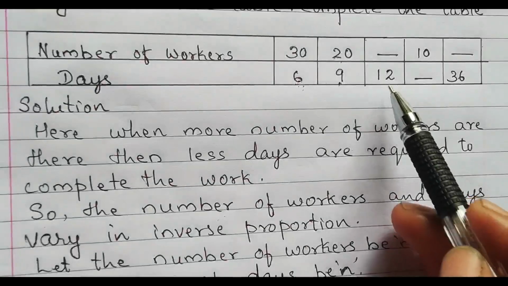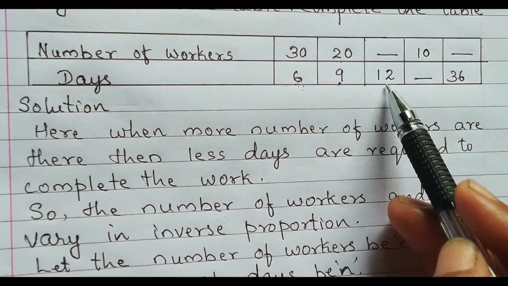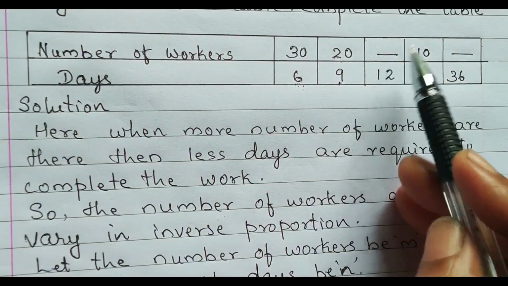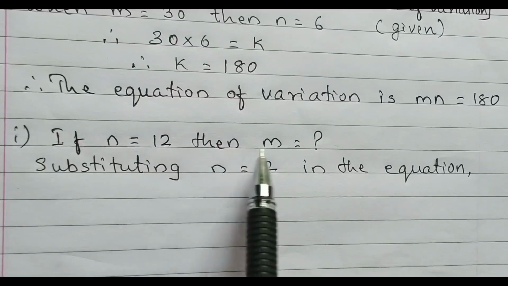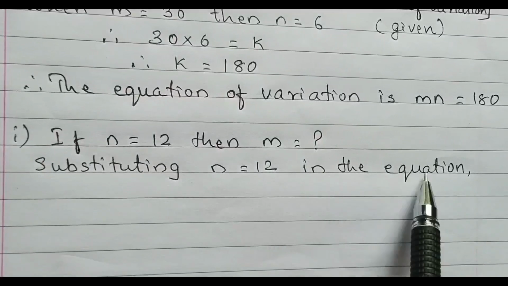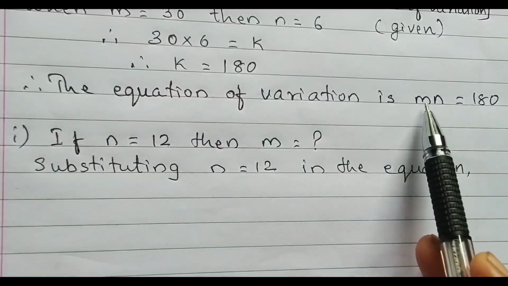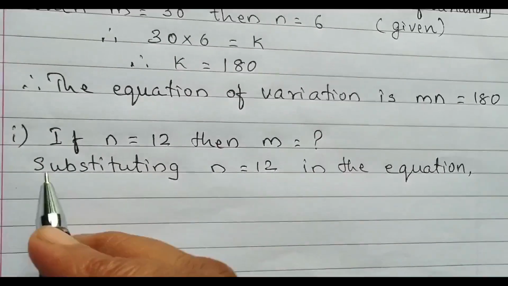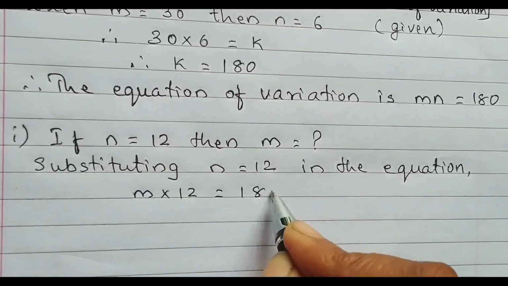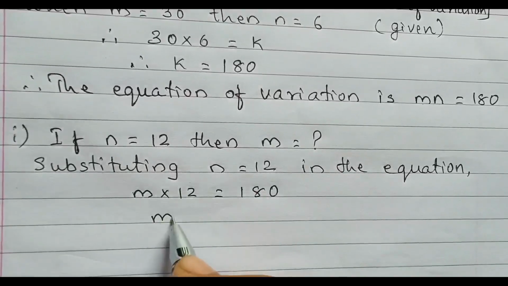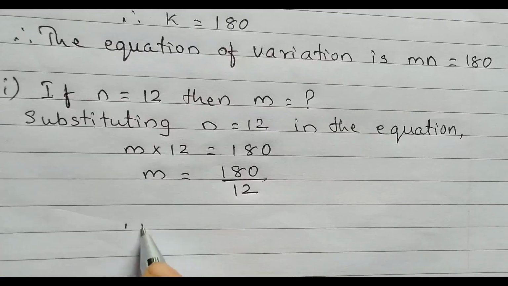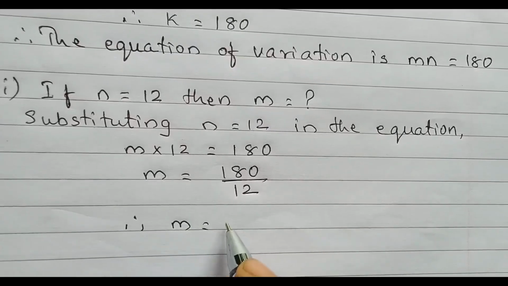So here it's given n is equal to 12. We want to find the number of workers. Let us do that. So if n is equal to 12, then we want to find the value of m. So substituting n is equal to 12 in the equation of variation, in this equation, mn is equal to 180, we will get m multiplied by 12 is equal to 180. So m is equal to 180 divided by 12. Therefore, m is equal to 15.